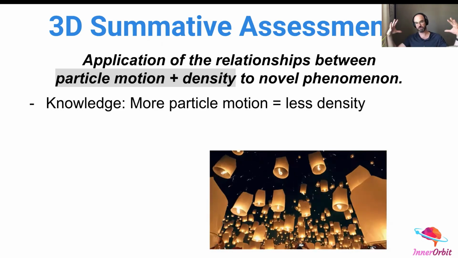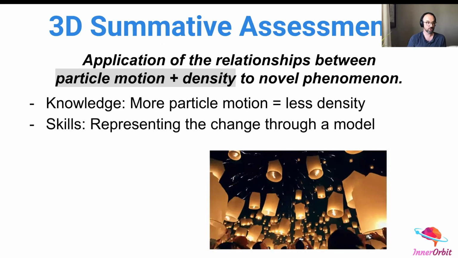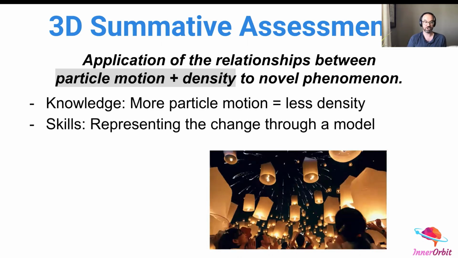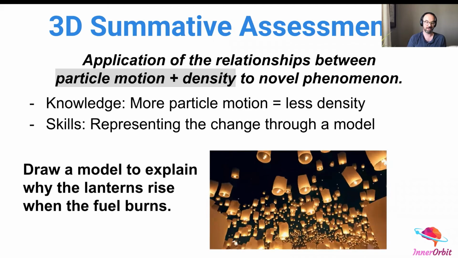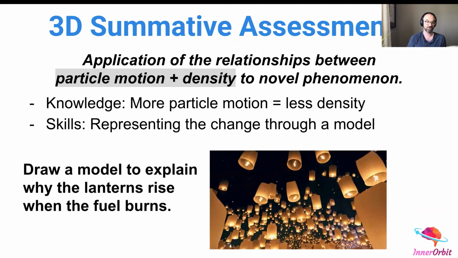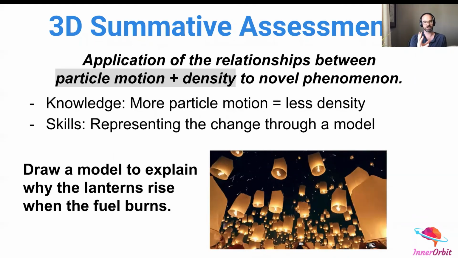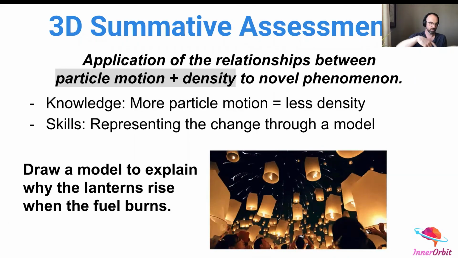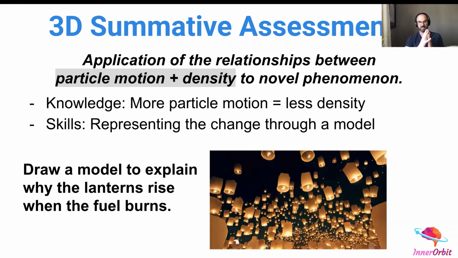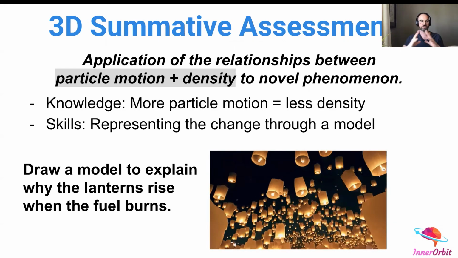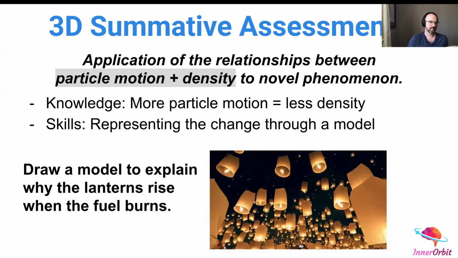So those gas particles are going to be pushing out a little bit more and spacing out from each other, running into each other a lot more. You're still representing a change through a model, and this is draw a model to explain why the lanterns rise when the fuel burns. So students understand that that fuel is letting off energy. That energy is being absorbed by the particles, the gases inside the lantern, and that's causing them to push away from each other, push out, become less dense, and thus the lanterns rise.